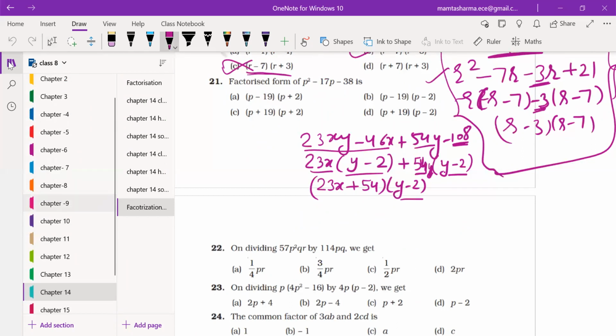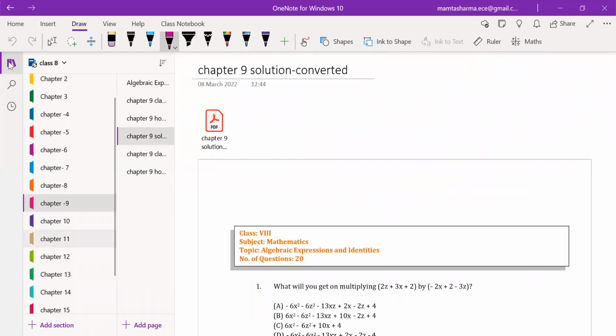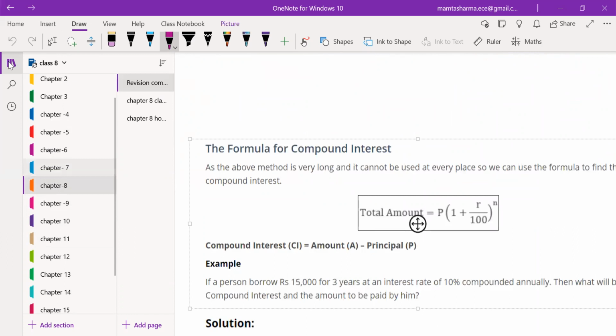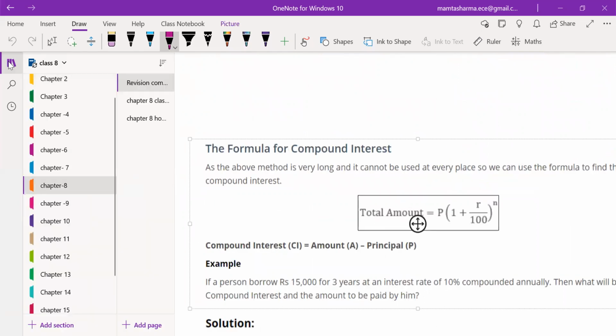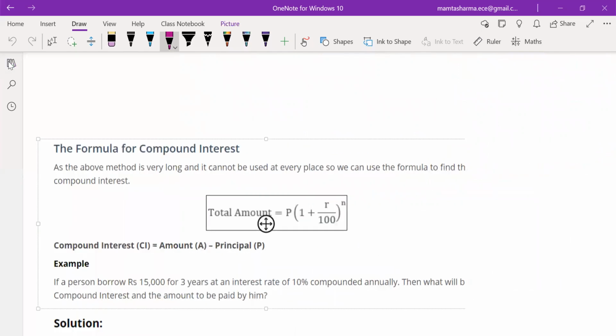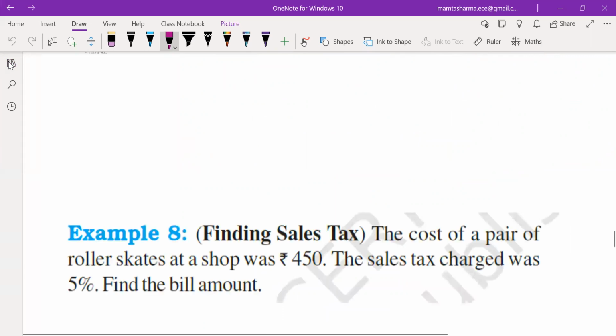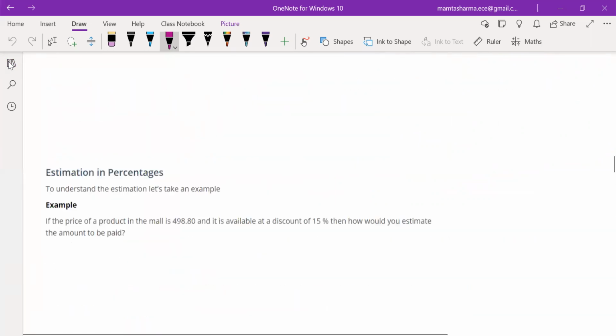Okay, comparing quantities. I want to tell some important formulas to compare quantities. So Ananya, the question may come. There are only 3-4 formulas. Okay.